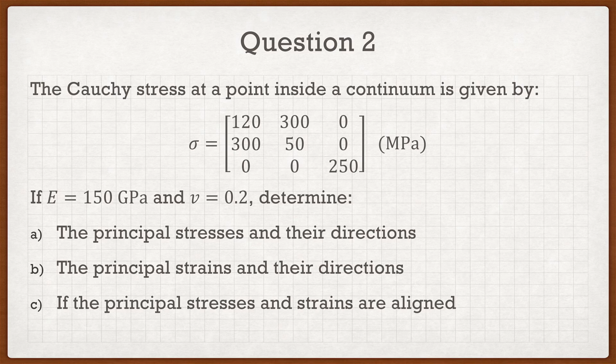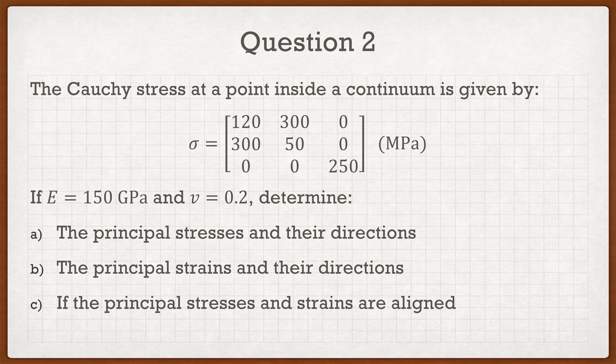And the question says if E is equal to 150 GPa and V is equal to 0.2, so that's the Young's modulus and the Poisson's ratio respectively, determine A, the principal stresses and their directions, B, the principal strains and their directions, and C, if the principal stresses and the principal strains are aligned. So the key here is going to be finding the principal stresses and the principal strains.